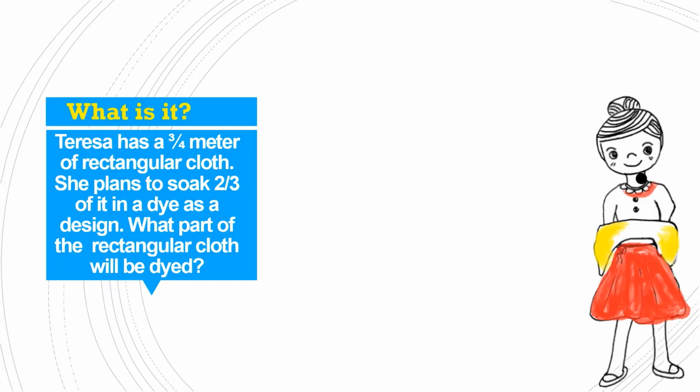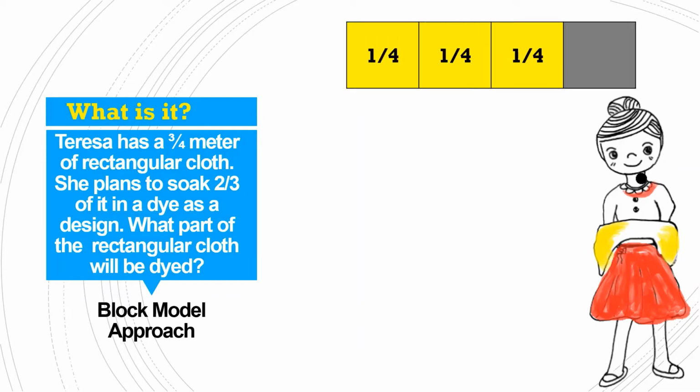Now let me explain this to you through a block model approach. Suppose that this is the cloth that Teresa has, and this is 3/4. You have 4 parts, and then there are 3 parts shaded. That is why it is 3/4.